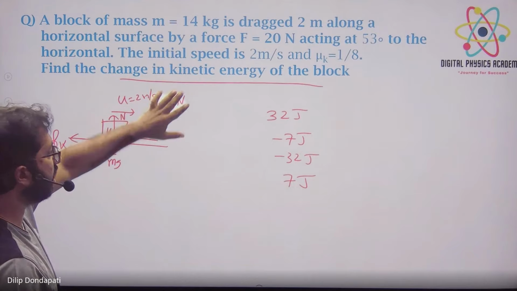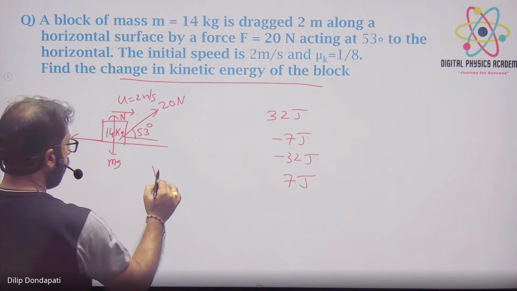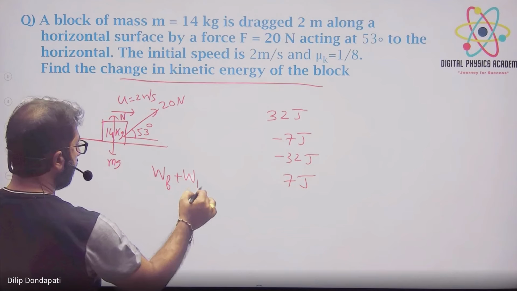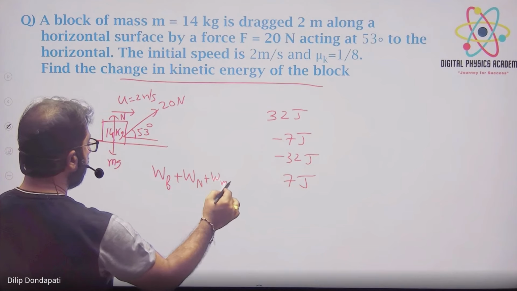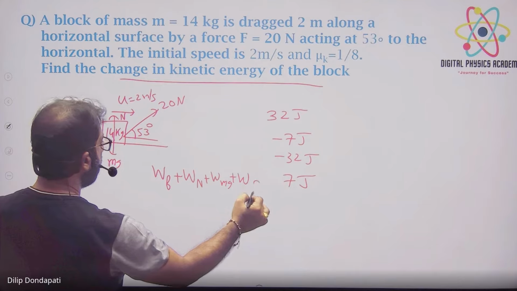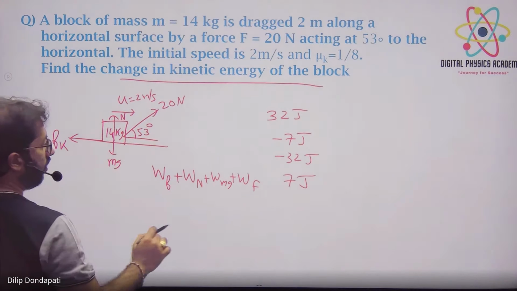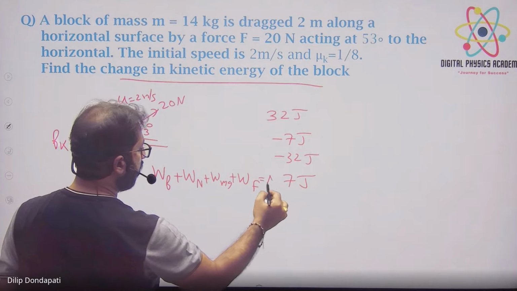Sir, after normal, what do we do? After we find normal, what do we do? We have to find work done by the changing kinetic energy, right? So what is the force acting on it? Work done by friction plus work done by normal action plus work done by mg plus work done by external force, right? External force also I'm giving, right? कितना दे रहा हूँ? 20 newton दे रहा हूँ. Is equal to changing kinetic energy. This one we want to find, right?